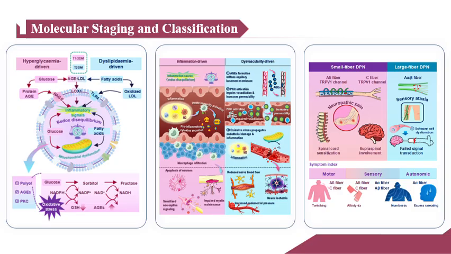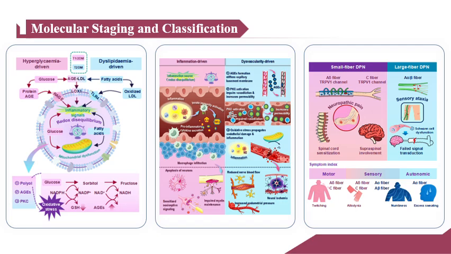The first stage is metabolic dysregulation, mainly including hyperglycemia-driven biochemical toxicity and dyslipidemia-induced lipotoxicity. The second stage is chronic inflammation, characterized by neuroinflammation, pro-inflammatory cytokine activation, and microvascular dysfunction. The third stage is neuronal damage, which eventually manifests as small fiber or large fiber predominant neuropathy.